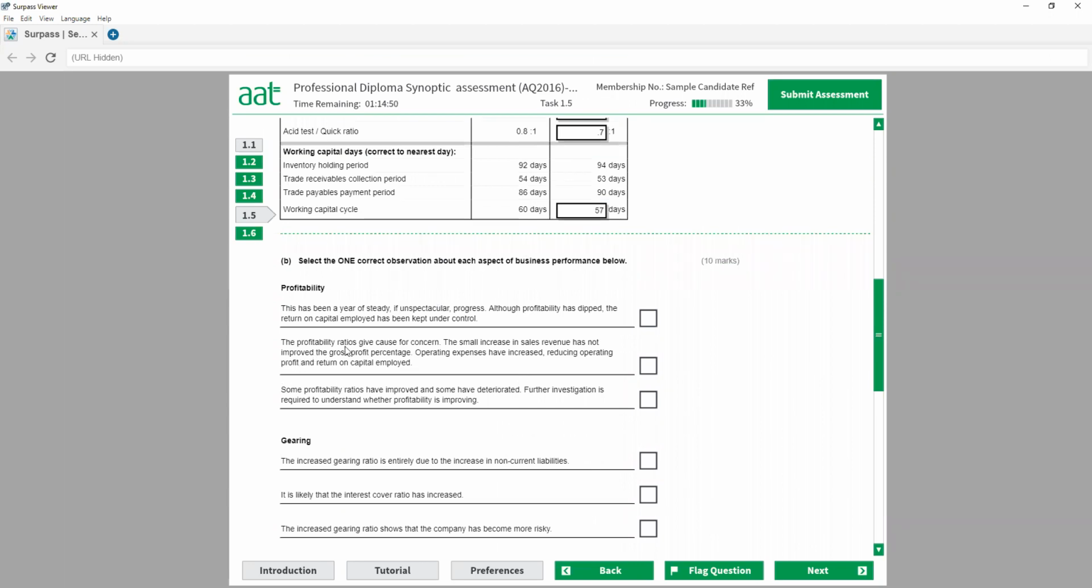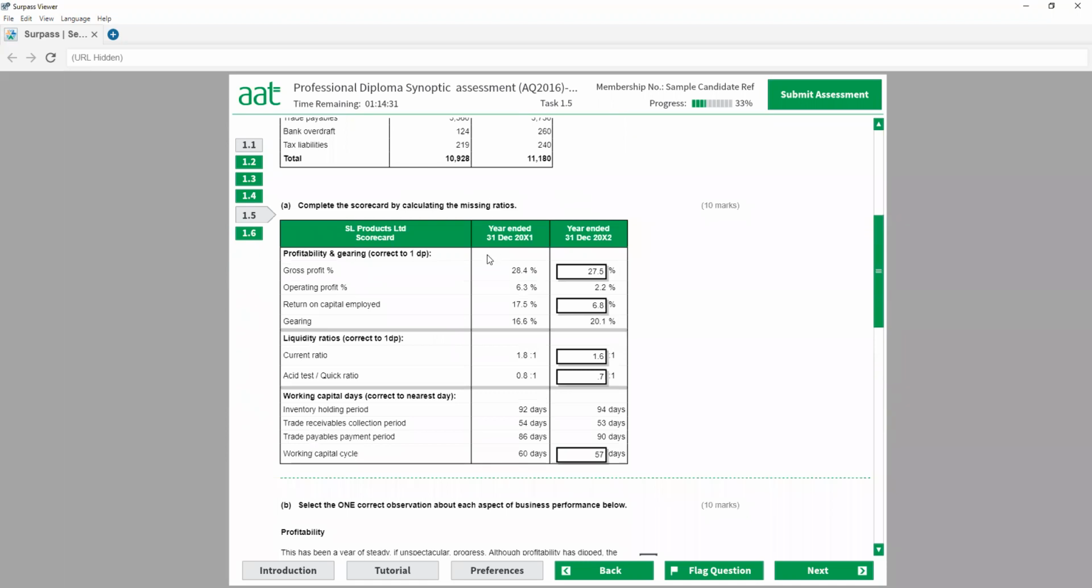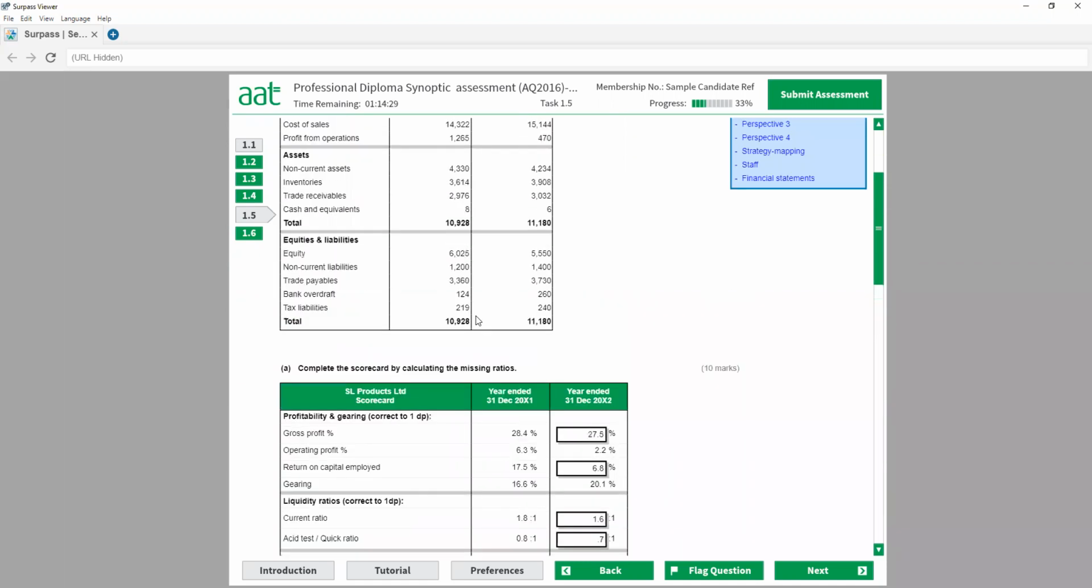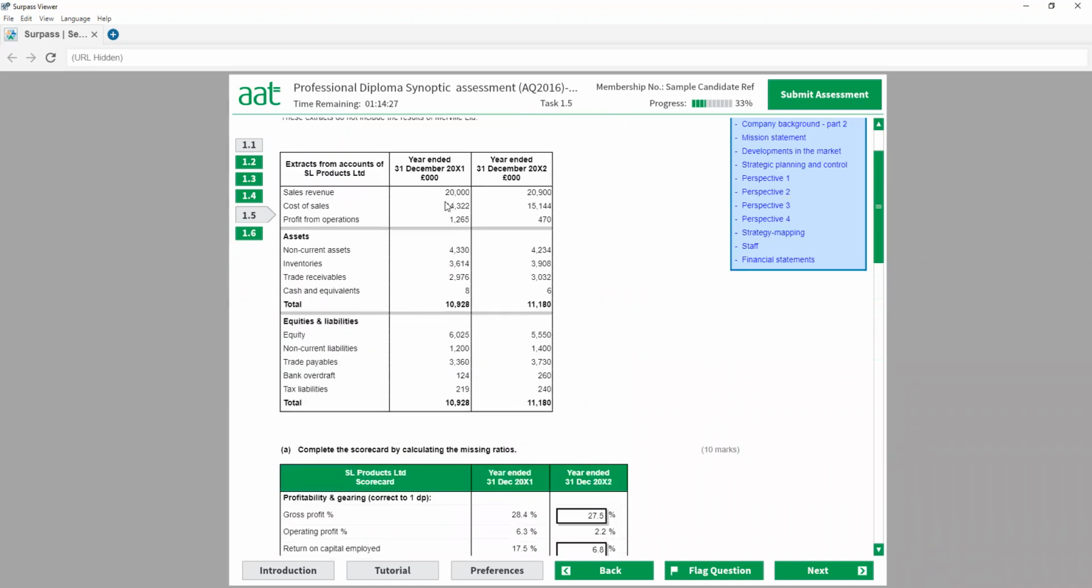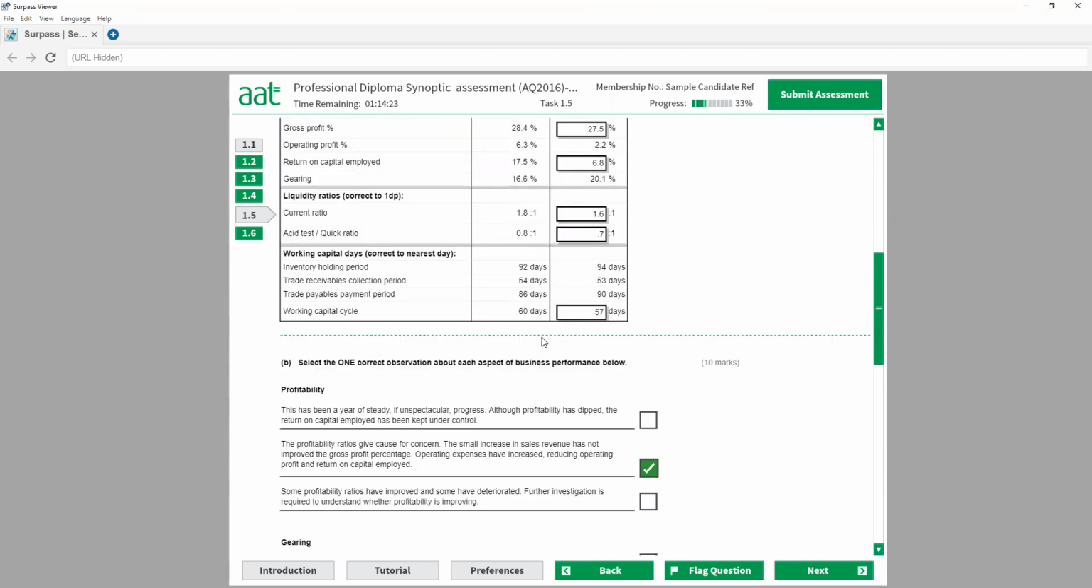The profitability ratio gives cause for concern. It is a concern exactly because the profitability is going down. The small increase in sales has not improved the gross profit margin. Operating expense has increased, reducing the operating profit return on capital. That's absolutely true. Even though there is a little bit of increase in the sales amount, you can see the sales was last year 20, this year 20,900, but it has no impact overall on the profit. So this is the right one.